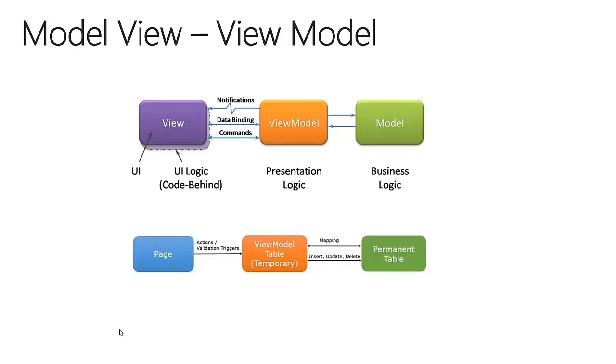If we want to implement the MVVM pattern in NAV, we need a page and a table object. These objects are the visual representation. The table is used as a temporary container, and it will never contain actual data in the database.